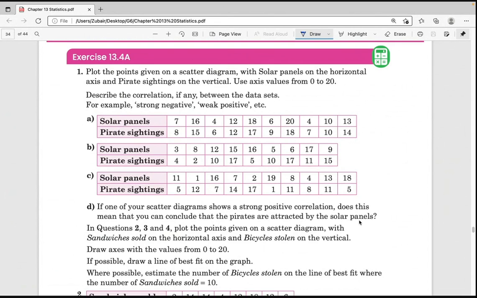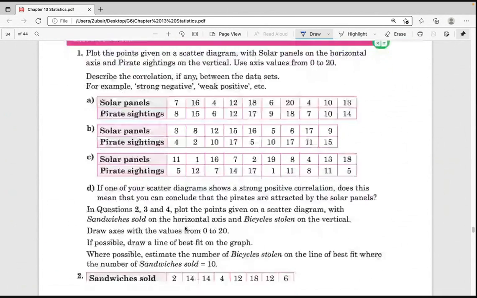So yes, because it has a strong positive relation. When solar panels are increased, pirate sightings are also increasing.